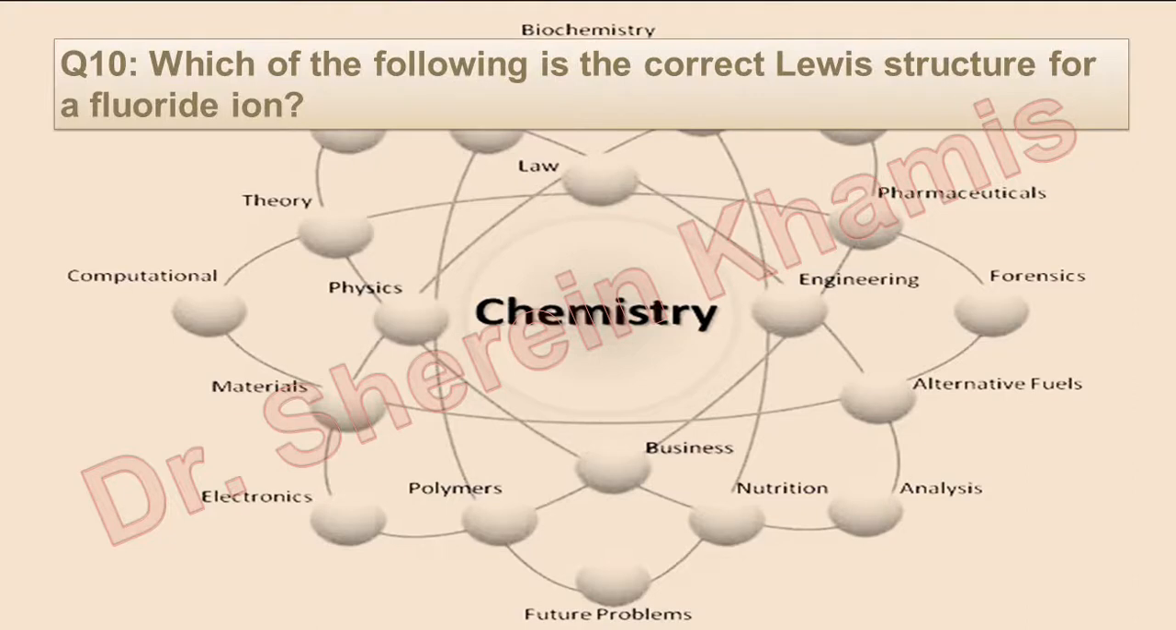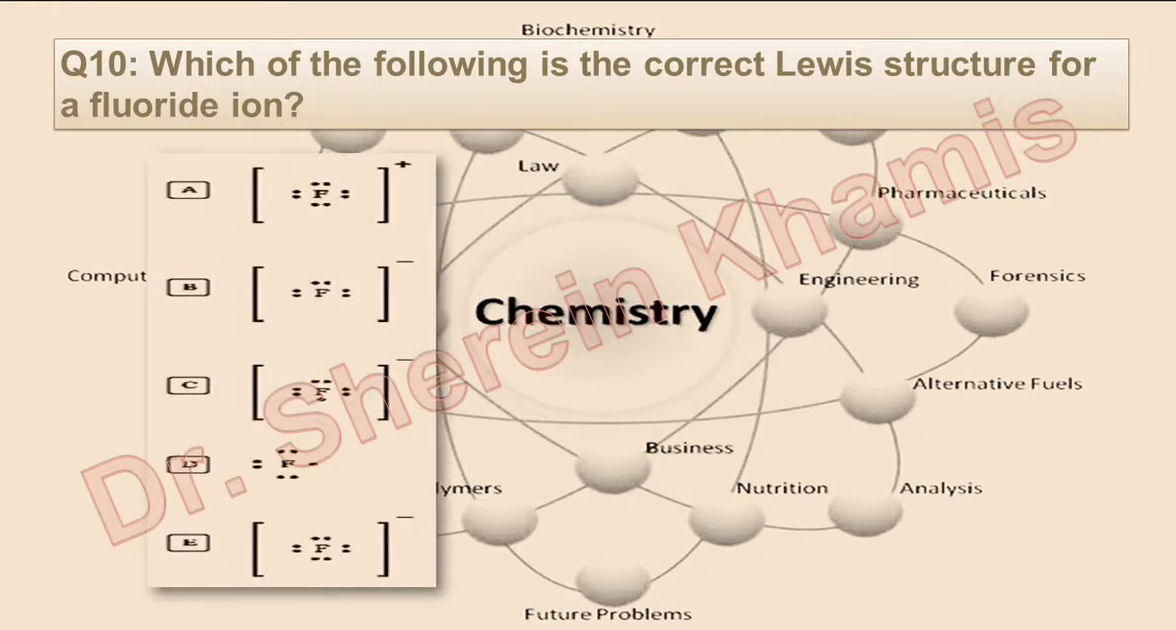Question number 10 says, which of the following is the correct Lewis structure for the fluoride ion? Let's see the drawing here. We have fluorine F surrounded by dots. At first we have a plus, it's wrong, and here we have this one without any sign, also wrong. Why? We need the fluoride ion. So we have three drawings for the negative ion.